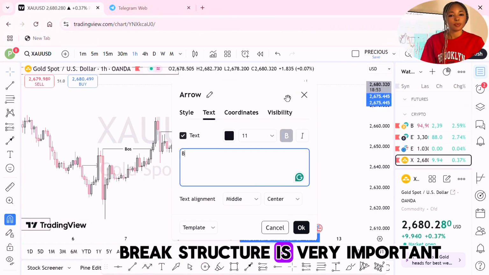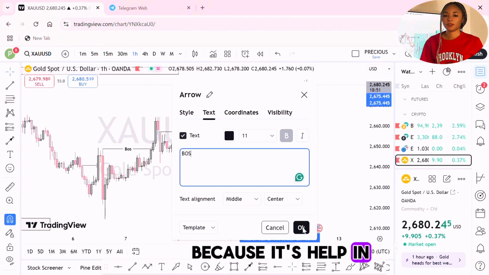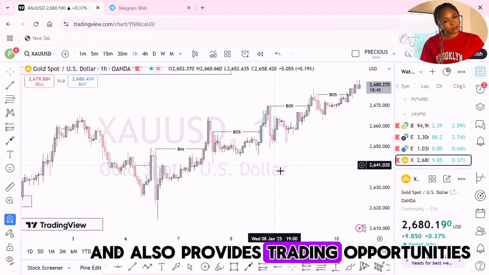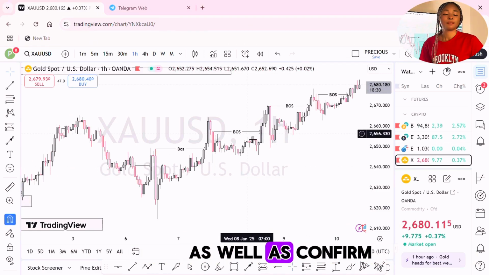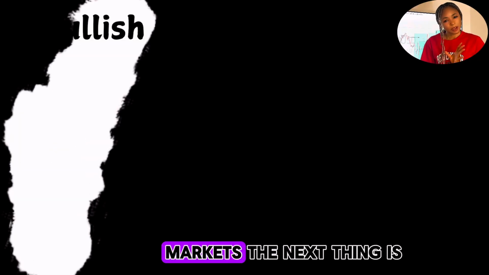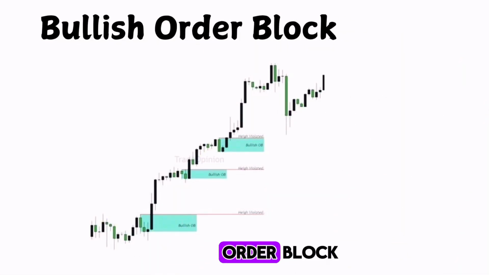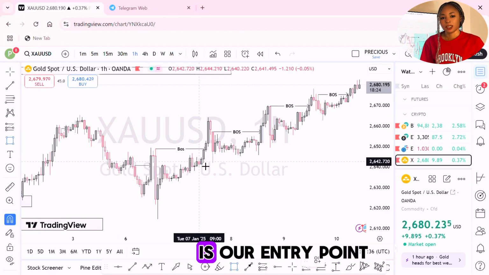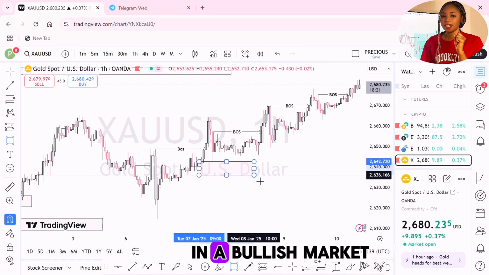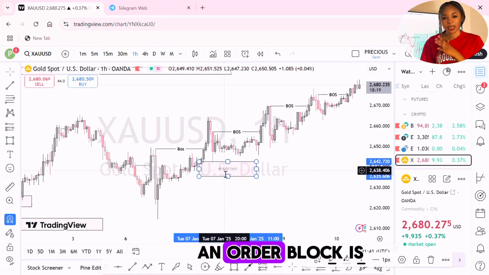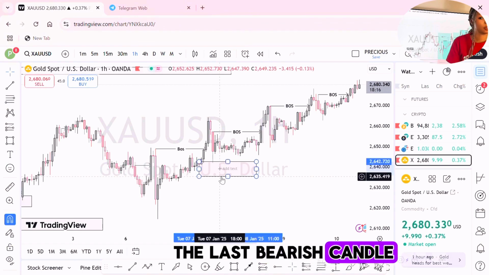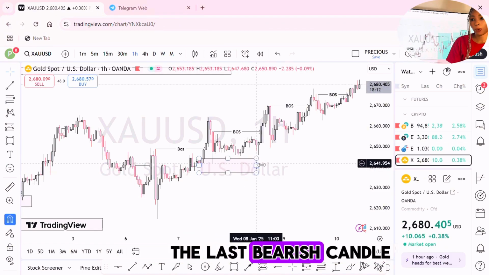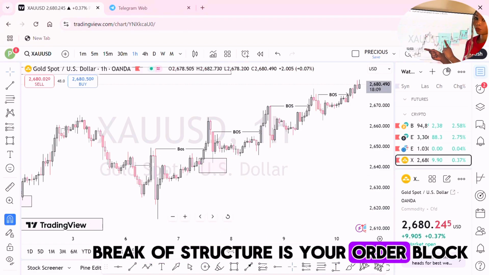Breakout structure is very important because it helps in setting stop loss level and also provides trading opportunities as well as confirms the strength of a trend in the market. The next thing is our order block. Order block represents a significant level of interest in the market because that is our entry point. In a bullish market, an order block is the last bearish candle after your breakout structure before price starts going upward. The last bearish candle after your breakout structure is your order block.